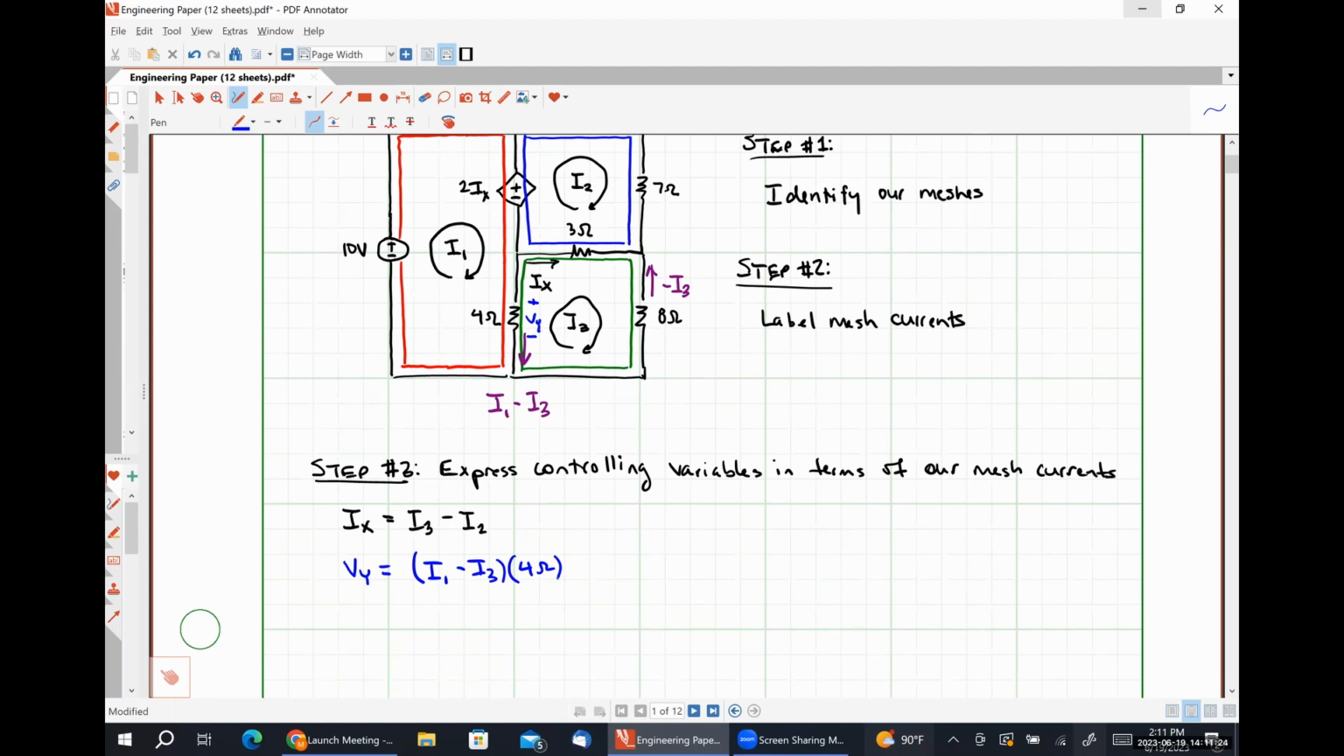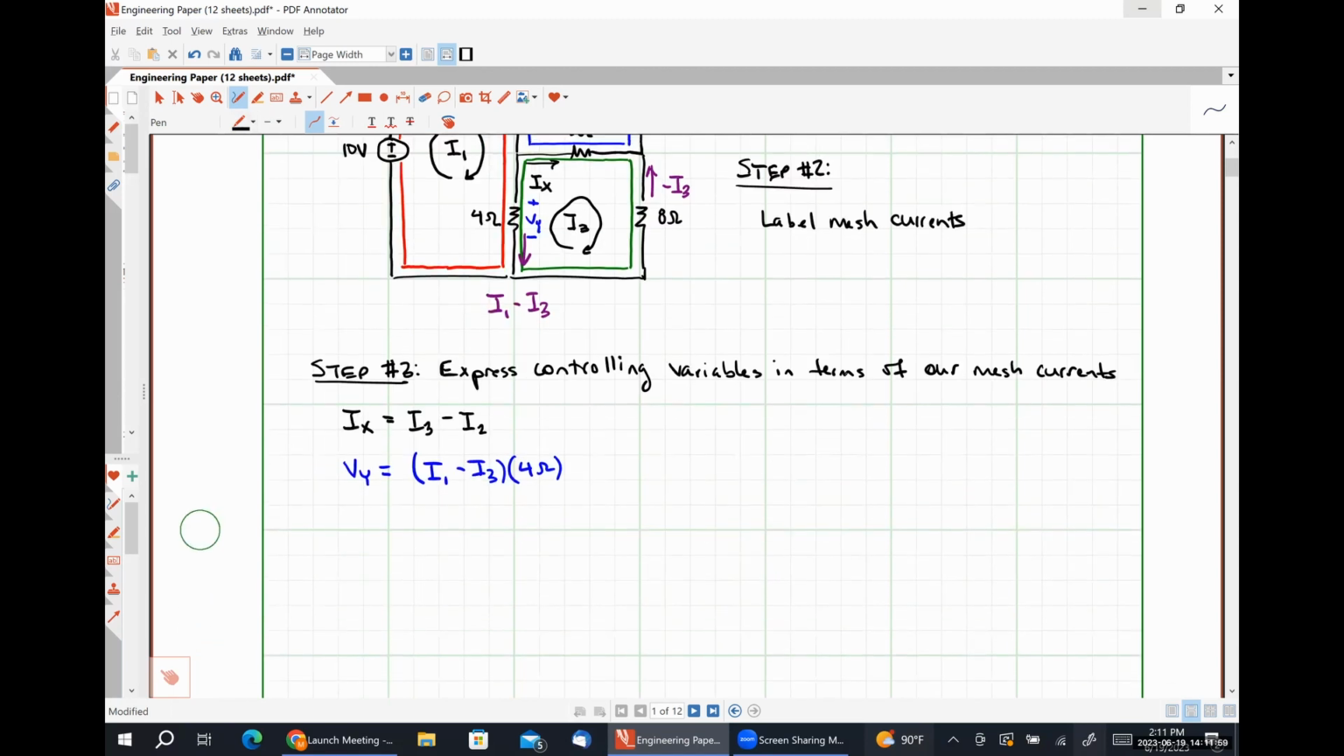Okay. So we've now talked about how to express both currents and voltages as controlling variables in terms of our mesh currents. If any of you have any questions to this point, by all means, please ask. If not, we'll move along to writing our Kirchhoff's voltage law equations here in just a minute. All right, I'm not hearing any questions. So let's get to the KVL.